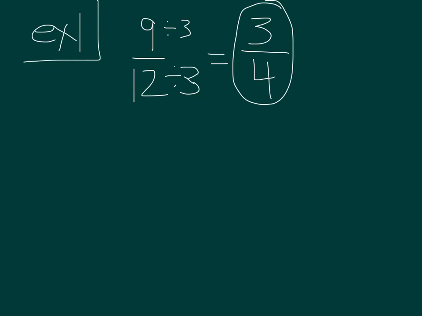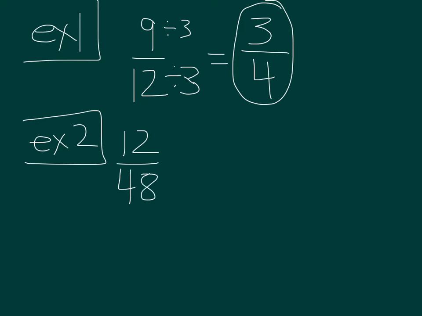Let's continue with example number 2. Example number 2 wants the simplest form of 12/48. Now with this one, we have multiple numbers that can go into it. If you find the biggest number, that would be simplest. 12 does go into both numbers, so divide both of them by 12. 12 divided by 12 is 1, and 48 divided by 12 is 4.